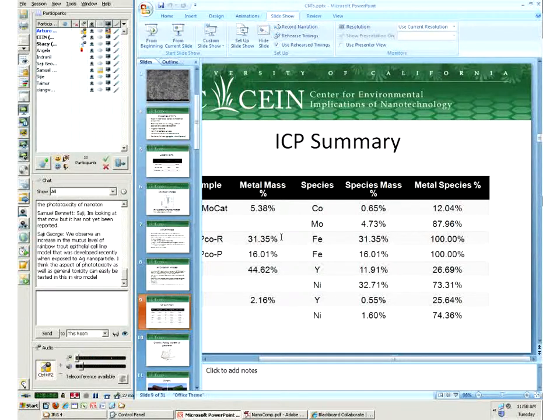Yeah. There's a comment here that Saji says that they observed an increase in the mucus level of a rainbow trout epithelial cell line model developed recently when exposed to silver nanoparticles. But that's referring to his question of phototoxicity.